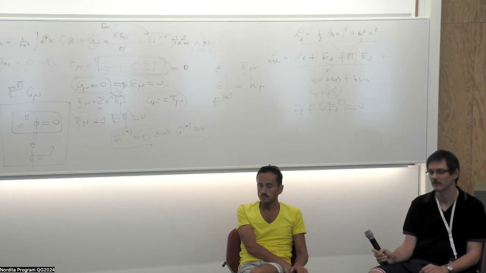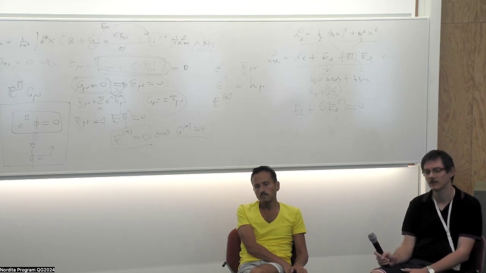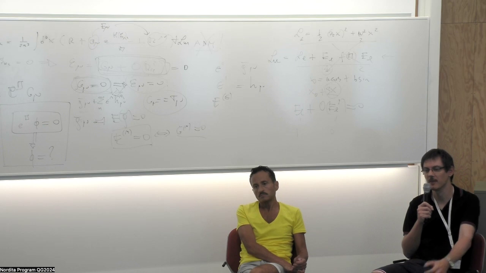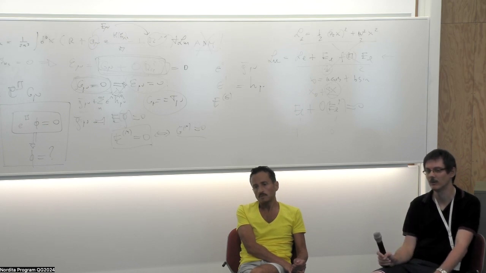Yeah. In the string effective action, there is no such propagator, when you write R plus R squared.